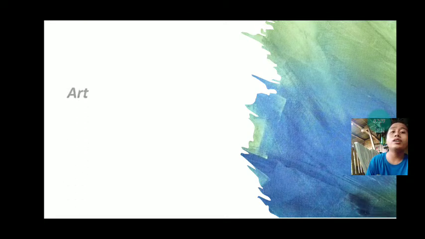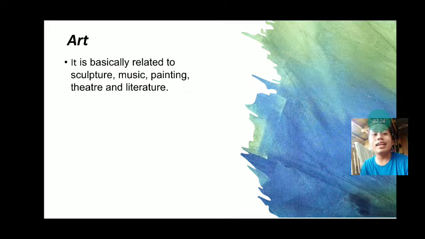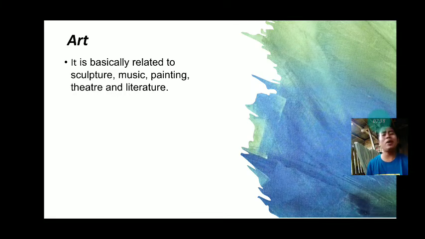Starting with the word art. It is basically related to sculpture, music, painting, theater, and literature. Sir, manong na-appeal mas sa sculpture ni art, manong na-appeal mas sa music ni art, which is music is a subject and art is a subject too. Manong na-appeal mas sa painting, sa theater, sa literature.